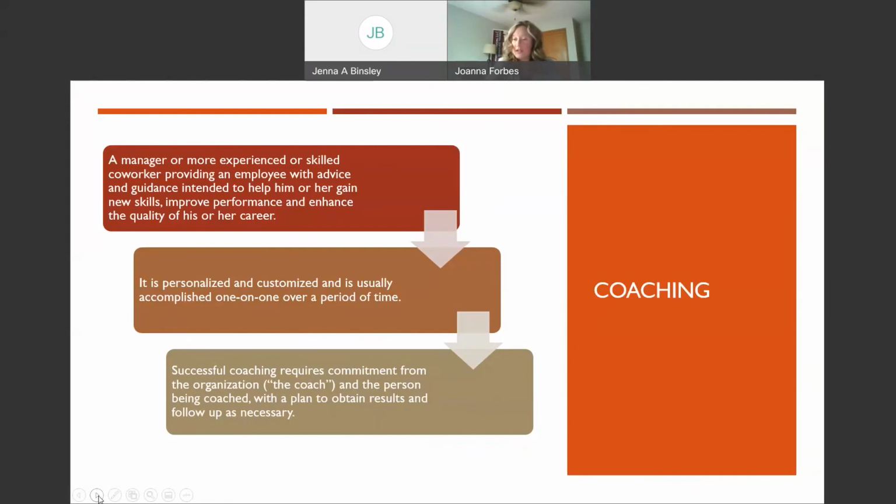A lot of times it's personalized and customized. It's definitely usually one-on-one. It could be over a period of time. It could be simply stopping by the person's desk or by the machine that they work at and giving them information and advice and guidance that day. But coaching is happening all the time. So it's important to make sure that the coach or the manager knows that that's part of their job and that that's what they're doing.